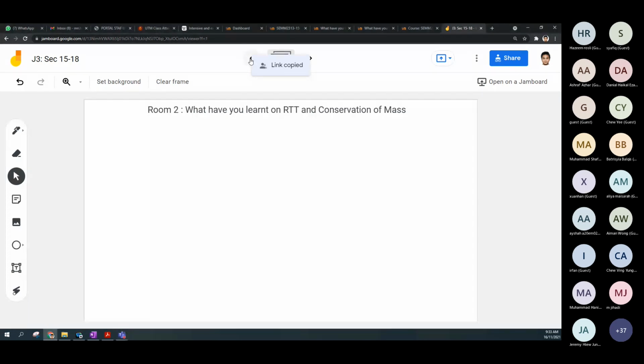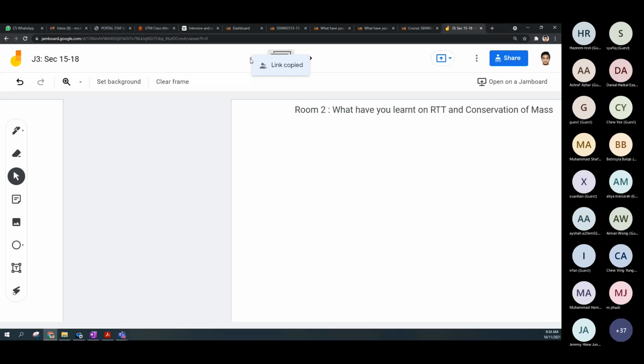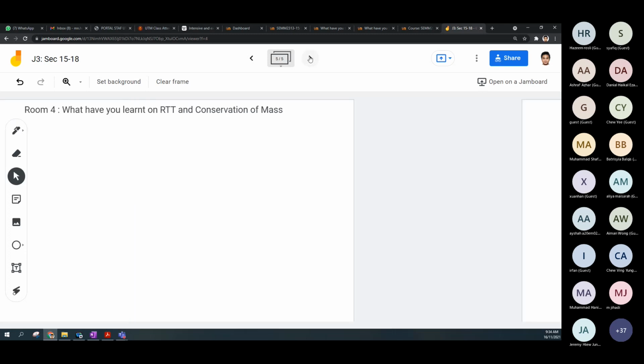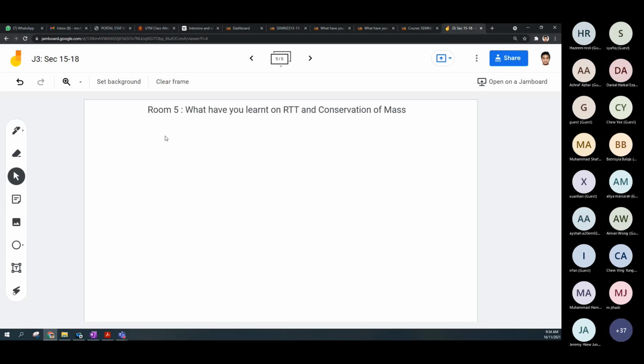Okay, I will assign all of you into 5 rooms, room 1 until room 5. So you need to give as many points as possible on what you have learned on Reynolds transport theorem and conservation of mass. All right. So you can use the text button. Click the text button and write.